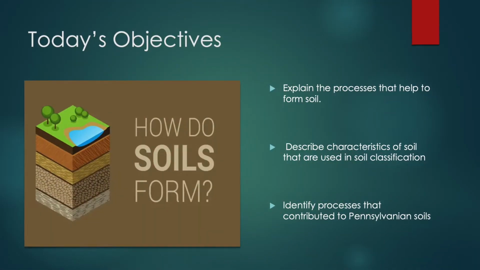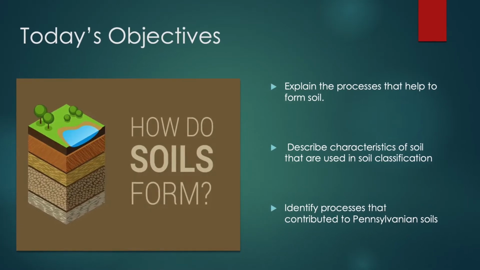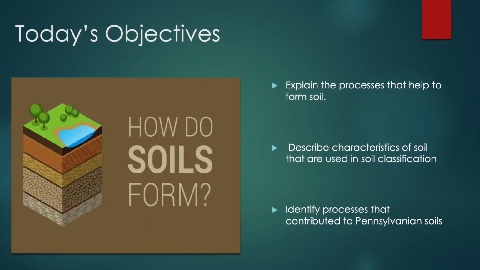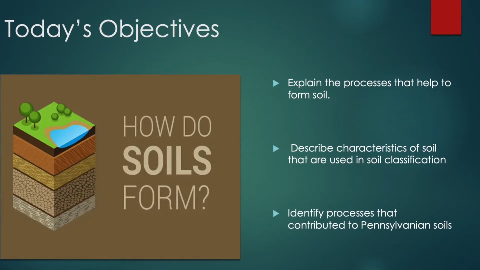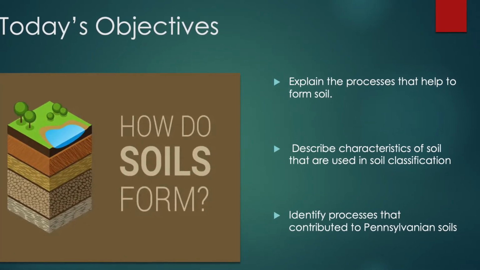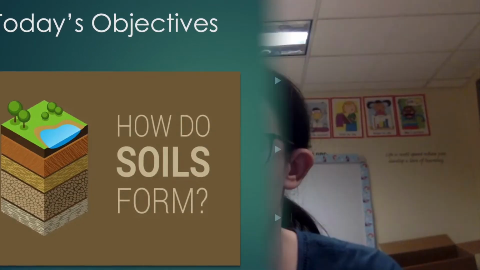All right, so today's objectives are going to be to explain the processes that help to form soil, describe the characteristics of soil that are used in soil classification, and identify the processes that helped create the soil in Pennsylvania and actually in Erie County. Now that we've gone over the objectives for today's lesson, we're going to start talking about how soil is formed.